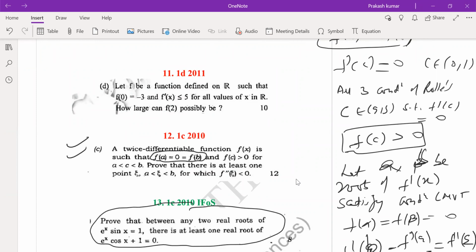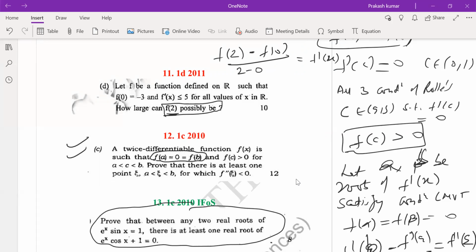Okay, but you can do it using your Lagrange mean value theorem. That would be easier. So you take any x, then you will write f0, and then you have to show how far f2 can be, the largest possible value of f2. So let's take that (f2 minus f0) upon (2 minus 0) is equal to f dash x, for some x between 0 to 2, right?